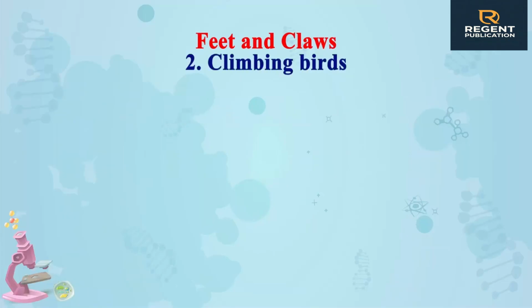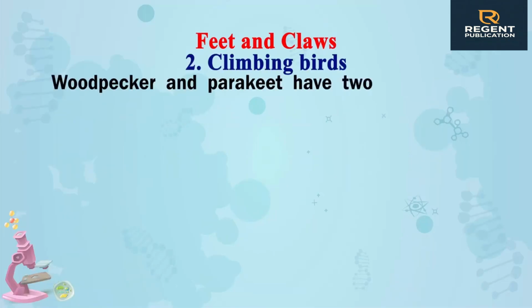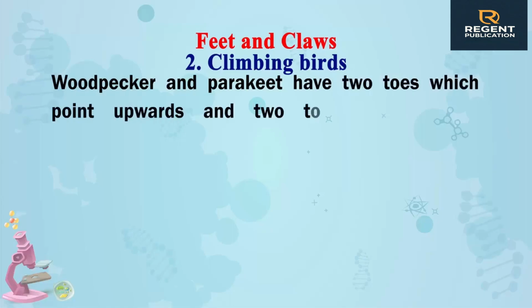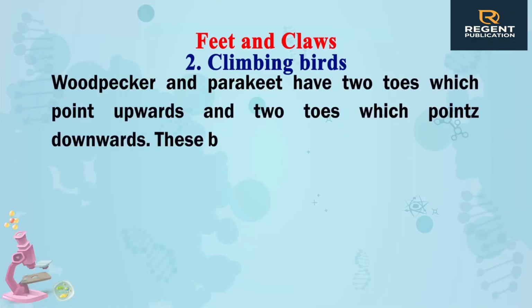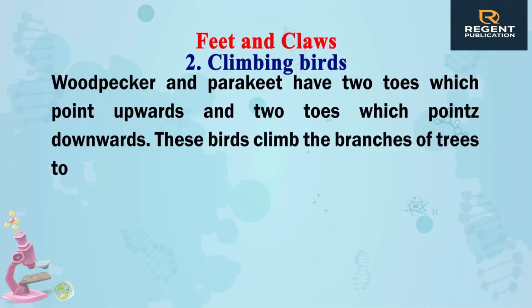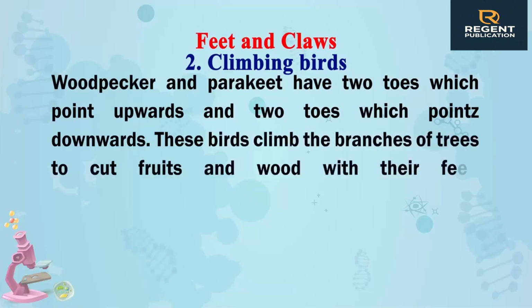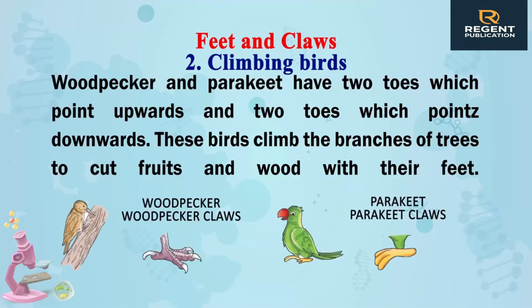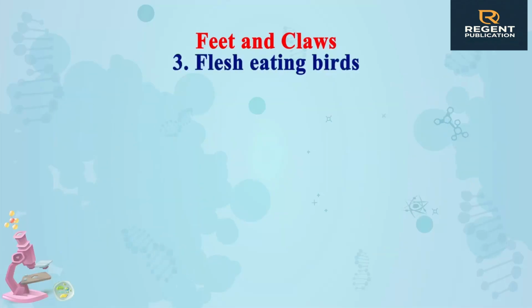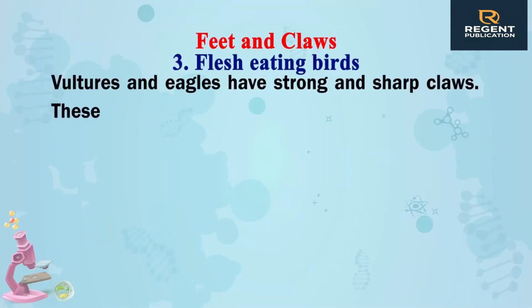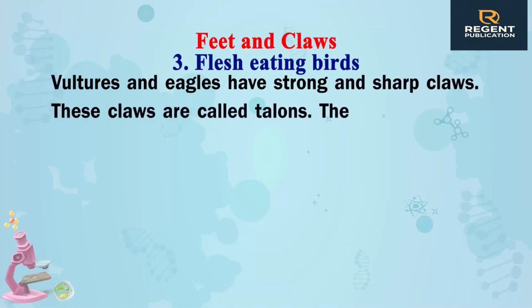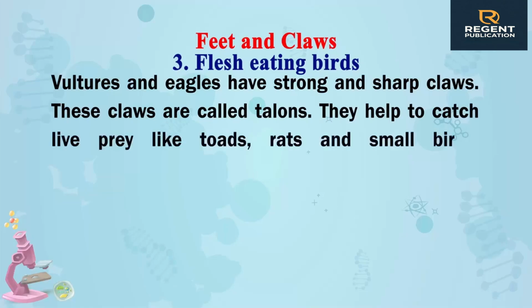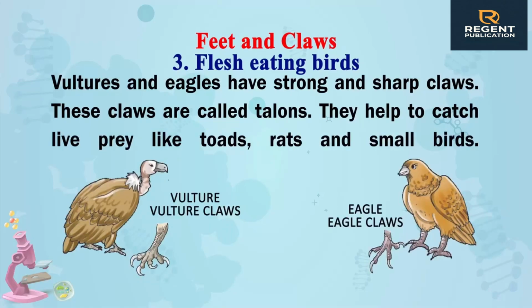Climbing birds. Woodpecker and parakeet have two toes which point upwards and two toes which point downwards. These birds climb the branches of trees to cut fruits and wood with their feet. Flesh-eating birds. Vultures and eagles have strong and sharp claws. These claws are called talons. They help to catch live prey like toads, rats, and small birds.